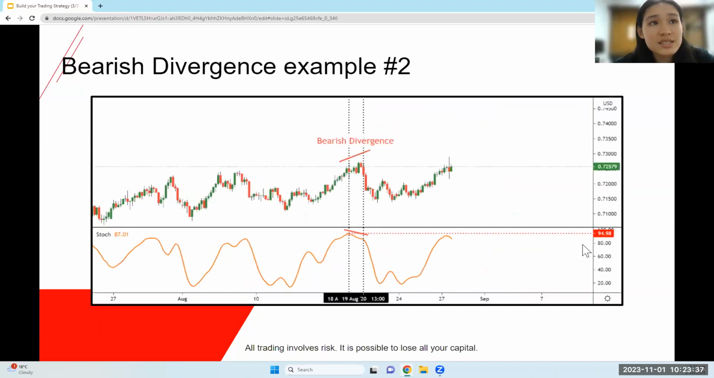Okay, here's another example. Here is a little bit more straightforward. So we have price making a higher high and our stochastic making a lower high. And yeah, you can see that immediately after this divergence, price immediately dropped on our price chart.